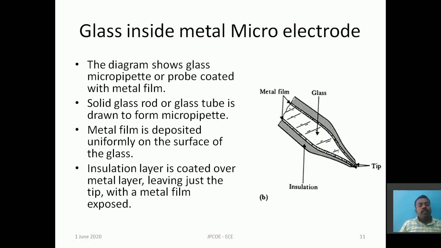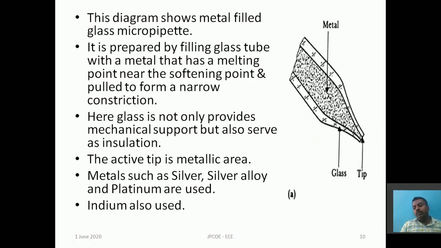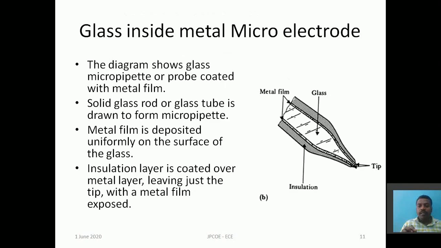The solid glass rod or glass tube is drawn to form a micropipette. In the previous type we used a glass tube, but here we are using a solid glass rod. The glass rod is heated to a flexible level near the melting point. After that, the solid rod is extended. It looks like this at the center position. The white color is the full glass.